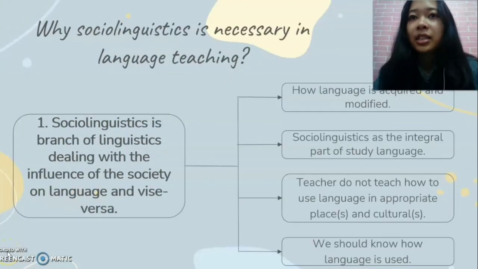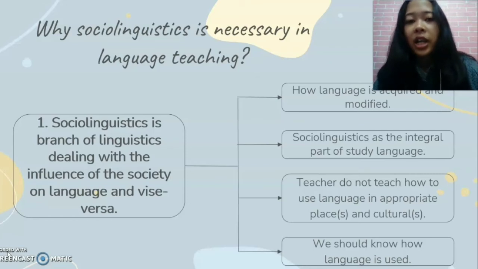Why sociolinguistics is necessary in language teaching. From the journal, I have found four important points about the reasons why sociolinguistics is important in language teaching. First, sociolinguistics is the branch of linguistics dealing with the influence of society on language and vice versa, or language in society. This deals with how language is acquired and modified according to different circumstances. Sociolinguistics is an integral part of the study of language, as it concerns the impact of society on language. So it is very important to include it in the study of language.